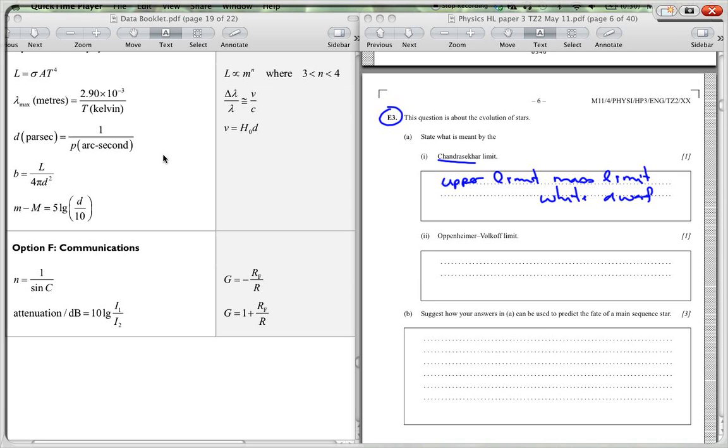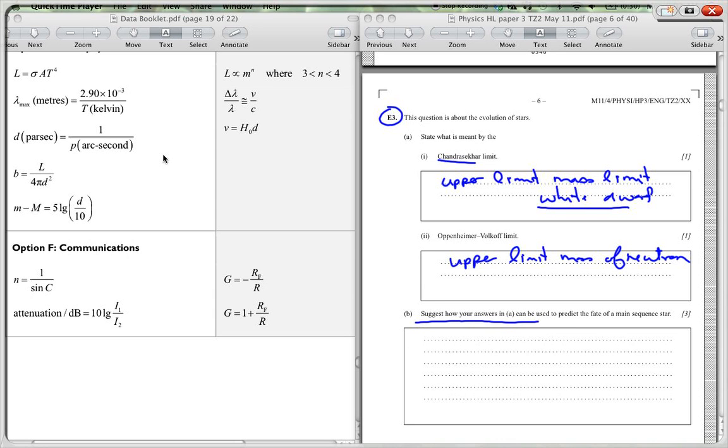And that's after the supernova. If the mass that is left over after the supernova is less than 1.4 times the mass of the Sun, then it will remain as a white dwarf. The Oppenheimer-Volkoff limit sets the upper limit on the mass of a neutron star. If it goes above that, then it will go to a black hole.